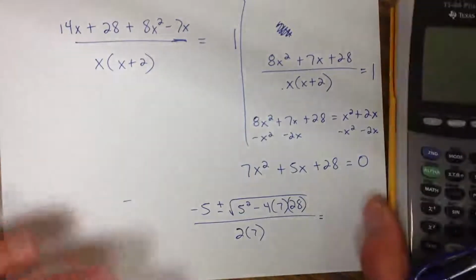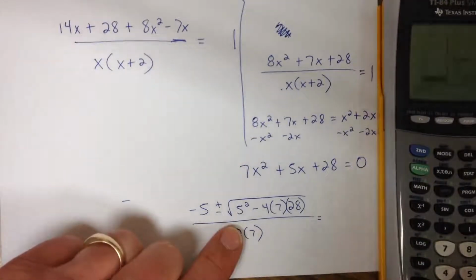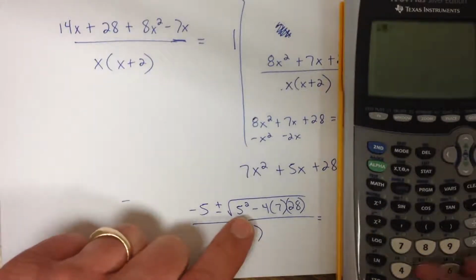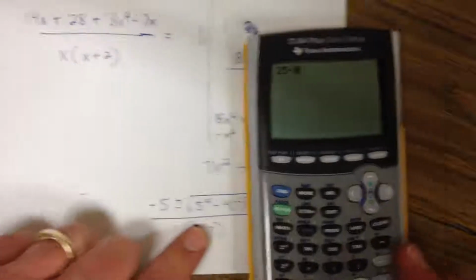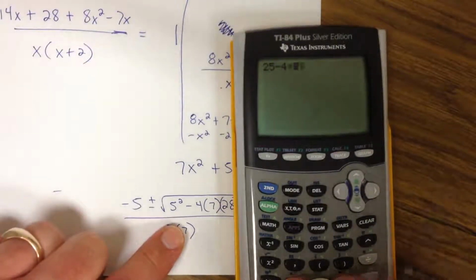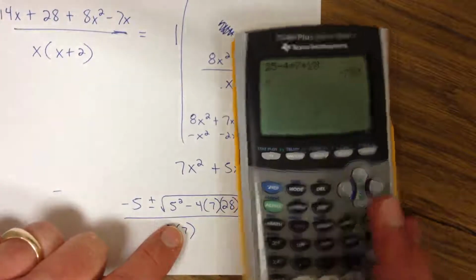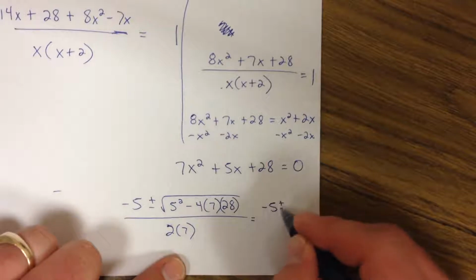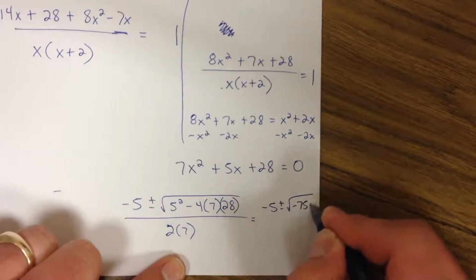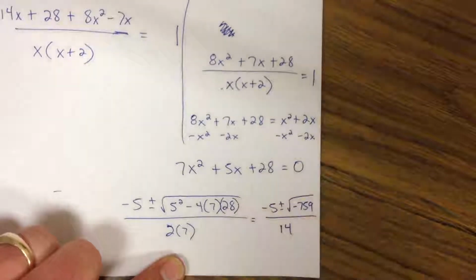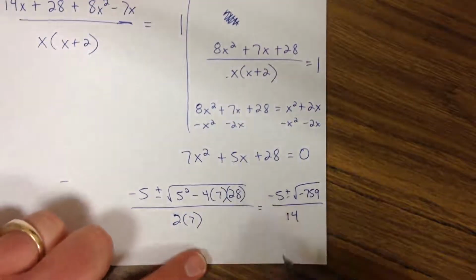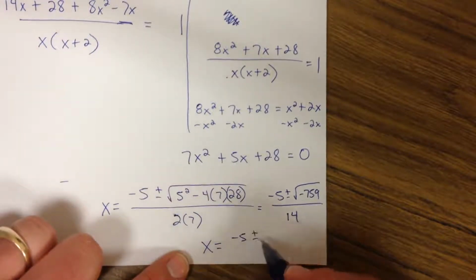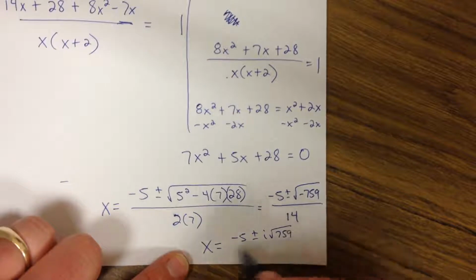And what happens when you plug in this part, five squared is 25, so I'm just going to write it like that. So I get 5 squared minus 4 times 7 times 28. You get negative 759 underneath there, over 14. So yes, I am going to get an imaginary solution here. Remember, this is x equals. So my x is equal to negative 5 plus or minus i radical 759 over 14.